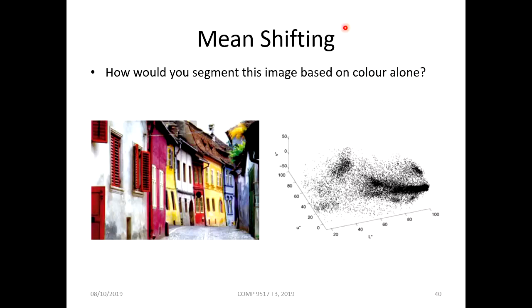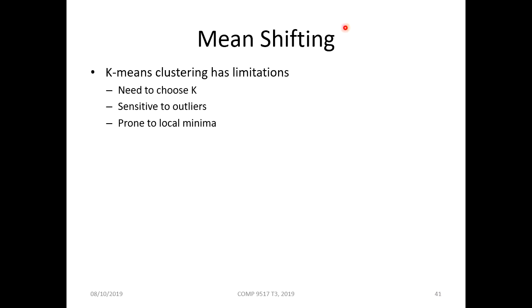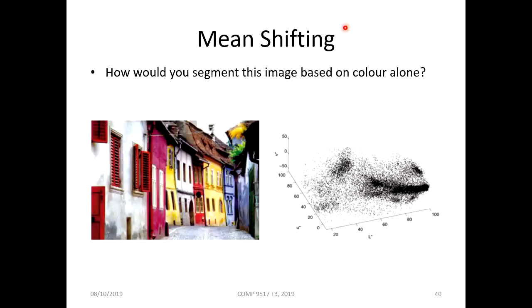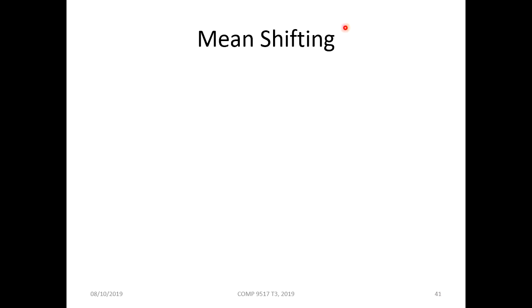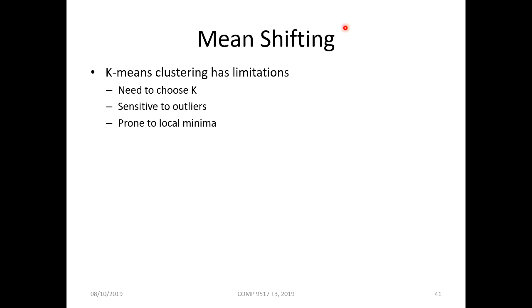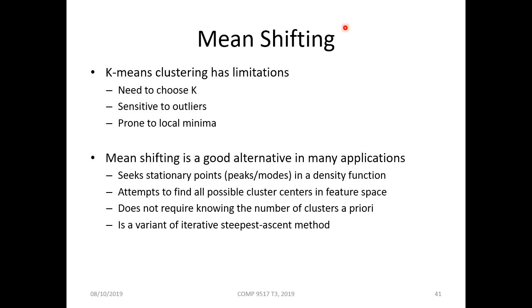But then the challenge is how to cluster this feature space. So, k-means clustering would be one way to do it if you would know k. In this case, I would say it's not very meaningful. I have no idea what k should be here, and so it's a bit tricky. You need to play with k then, and k-means clustering is also sensitive to outliers and prone to local minima. So mean shifting is a very nice alternative idea that you can use for the clustering problem here.